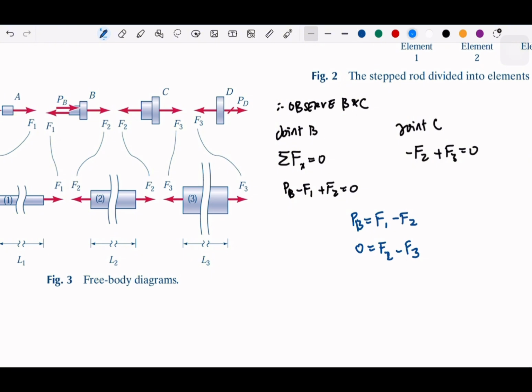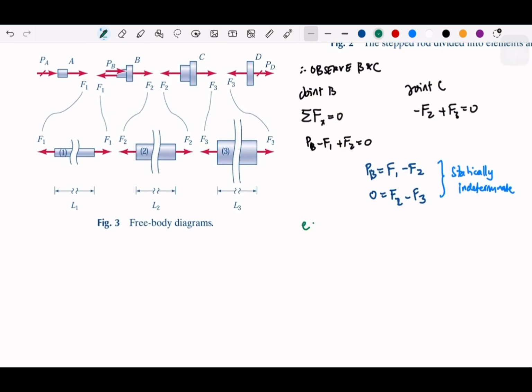And of course, we know that this is statically indeterminate, right? Because we have 3 unknown internal forces and then only 1 external load that we know. So 3 unknowns, but only 2 equilibrium equations. So this is statically indeterminate. Okay. So we need to find the compatibility equation or the geometric deformations. But first, let me start with the elongations. So elongations start with FLAE.